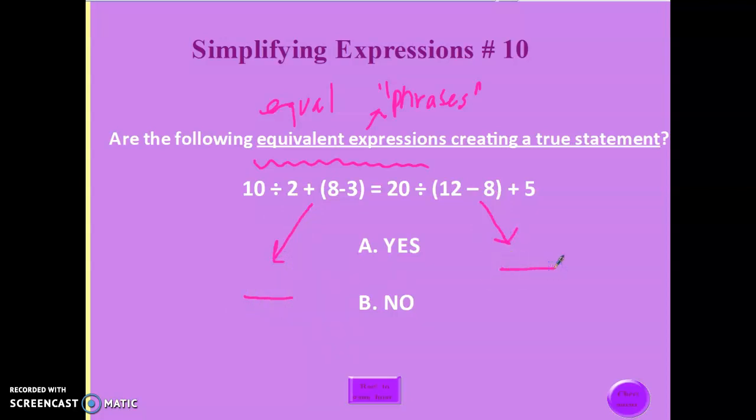So grab your calculator. If we do the operations from left to right, 10 divided by 2 plus 8 minus 3, you're going to find the answer of 10. So this expression on the left is equal to 10. Same thing, equal amount. So if we go ahead and calculate on the right, left to right, exactly how you see it, using those parentheses, 20 divided by the quantity 12 minus 8 plus 5 is actually also going to give you 10. So if I look at my simplified answers, 10 and 10, does 10 equal 10? It does in fact create a true statement. So your answer is yes for this one.